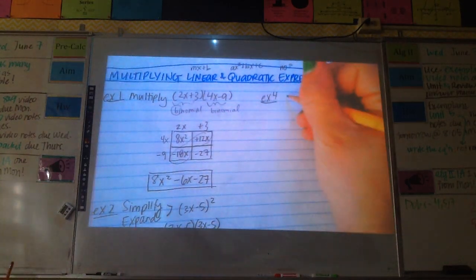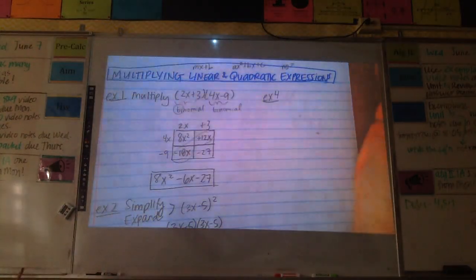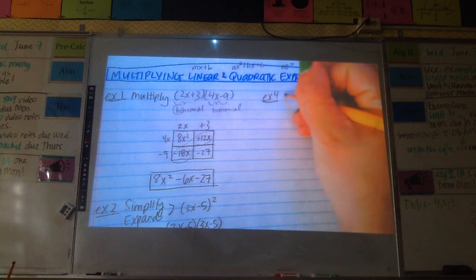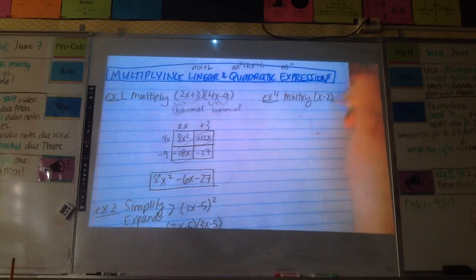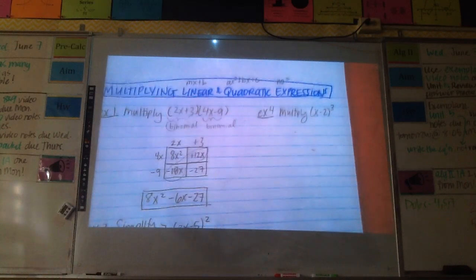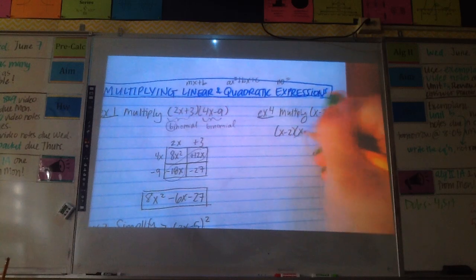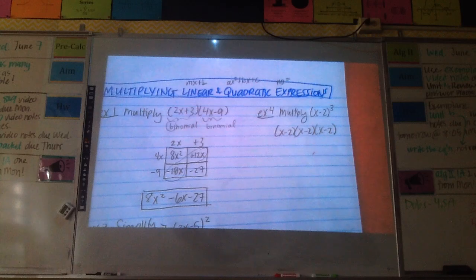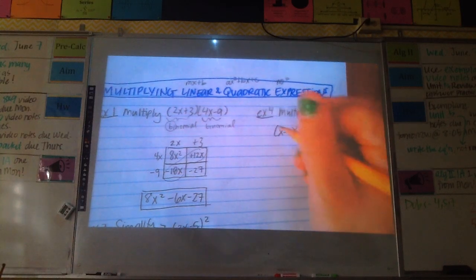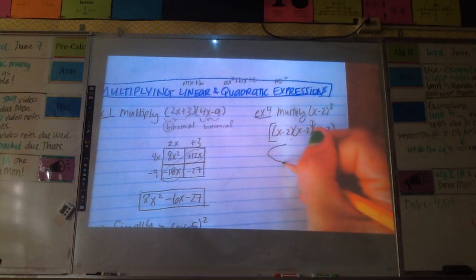Okay, example 4. Let's multiply x minus 2 a couple of times. x minus 2 cubed means this time I need to multiply x minus 2 times x minus 2 times x minus 2. Well, I don't know how to set up like a three-dimensional box, but I do know how to multiply these two together. So let's do that.